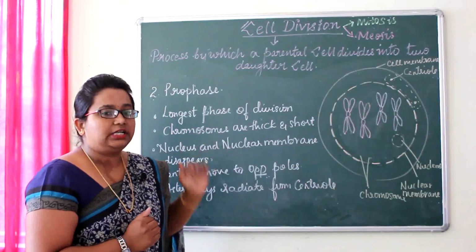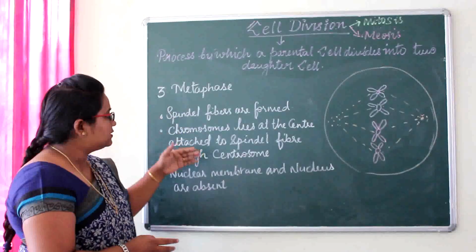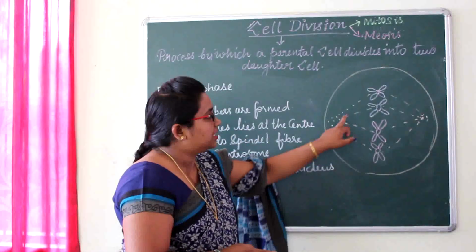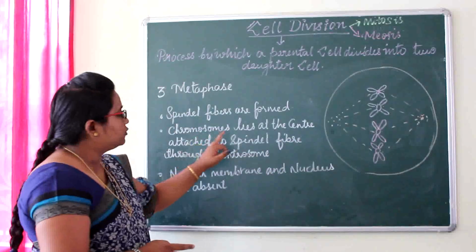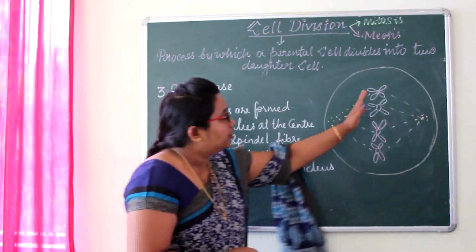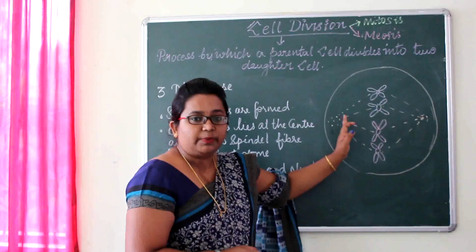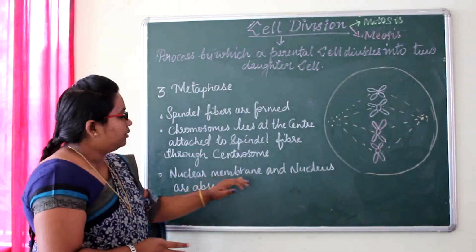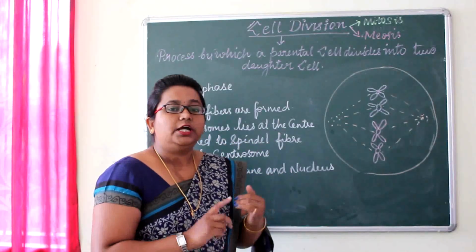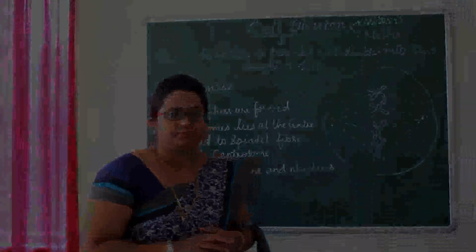Now we will see what happens in metaphase. Okay, now we will study metaphase. Under this phase, the spindle fibers are formed. They are formed by the centrioles. The spindle fibers are attached to the chromosomes, and the chromosomes lie at the center, attached to the spindle fibers from the centrosome. So all the chromosomes are arranged in the center, and they are attached to the spindle fibers. And the nuclear membrane and nucleus are absent. In the previous stage, that is prophase, we saw the nuclear membrane and nucleus disappearing. Here they are completely absent.